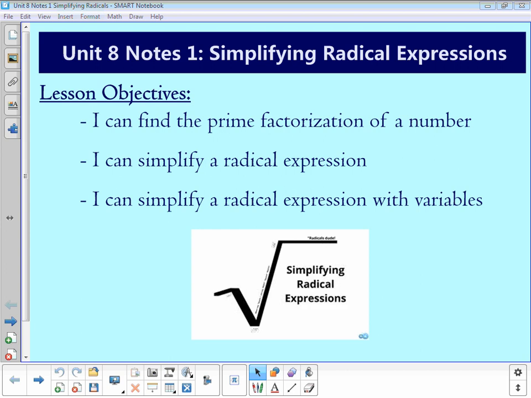Our objectives today are to find the prime factorization of a number, to simplify a radical expression, and to simplify a radical expression with variables. So those are the things that you can expect us to be doing, and those are the things that you should be able to do by the end of the unit.